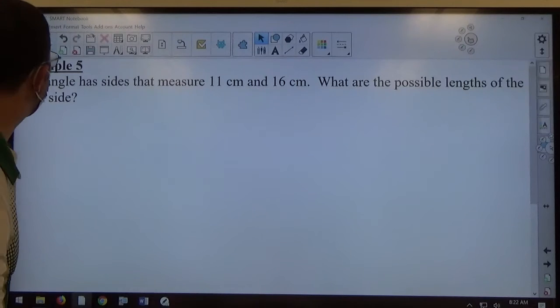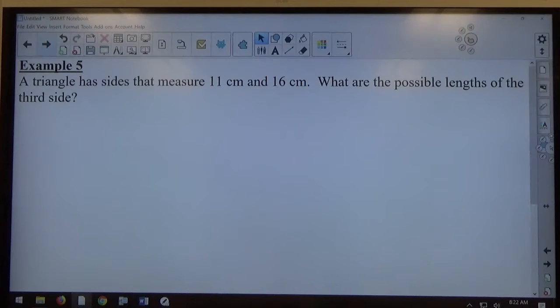Okay, example 5 is another way they can give you a problem involving this theorem. A triangle has sides measuring 11 and 16. They want the possible lengths of the third side of the triangle.